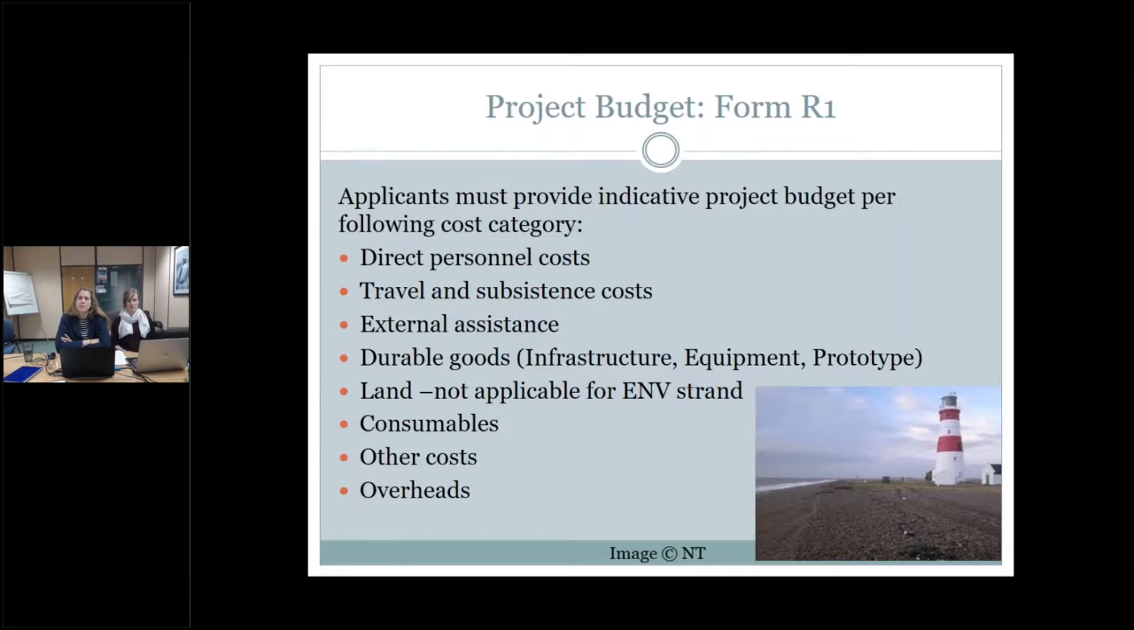As I've already mentioned, you will also need to fill in an indicative high-level budget in the R1 form, and you can see the budget headings listed on this slide here, and they include the direct personnel costs, travel and subsistence costs, external assistance, durable goods like infrastructure, equipment, prototype, land purchase that is not applicable for the environment strand, consumables and other costs and overheads. Please note that LIFE won't fund single items of infrastructure bigger than 500,000 euros. So anything bigger than 500,000 euros in terms of infrastructure won't be funded.